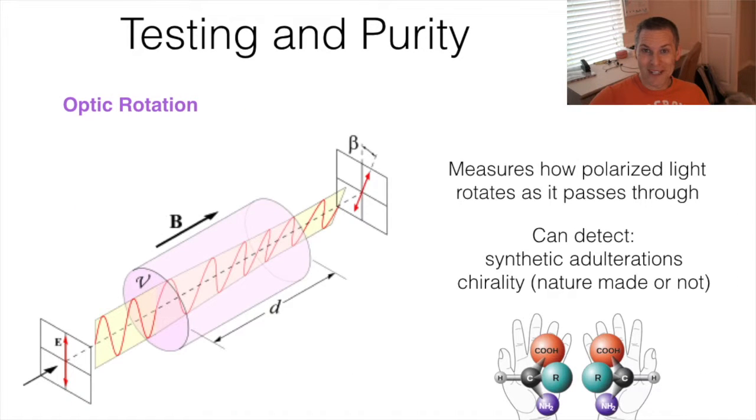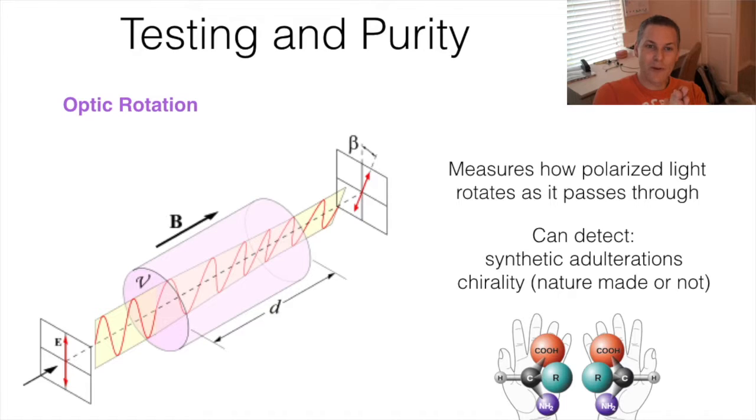Next is optic rotation. Optic rotation merely means sending polarized light through a substance and measuring how much that polarized light bends. Now, when the direction or angle changes as it passes through the substance, we can learn a lot about the molecular makeup of the substance. One of the important things we can learn here is the chirality, as we talked about earlier. That means the left-hand or right-hand version of the molecule can be detected through this test.